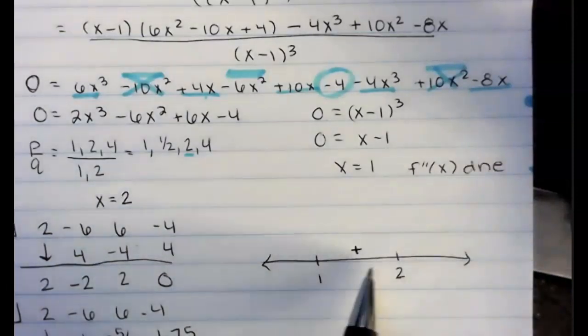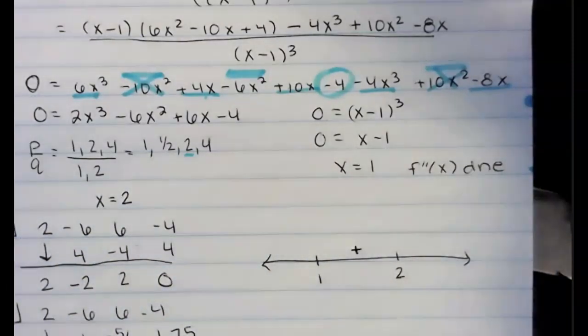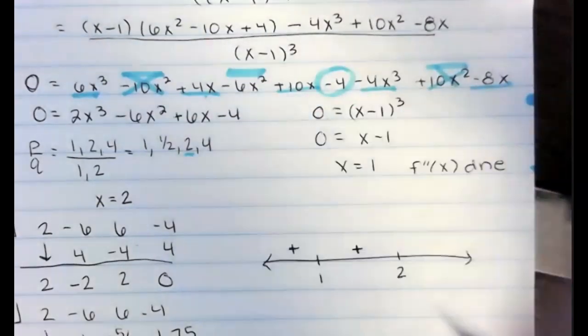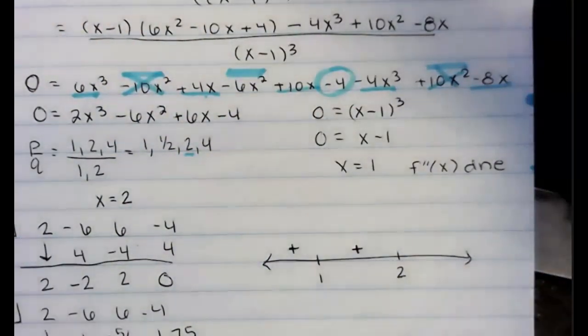Hold on. Where did I go? 0. Did I do my 1/2 wrong, maybe? Because they should be opposing signs. Nope. Maybe your book is off. Plug in 3, because that will be positive.